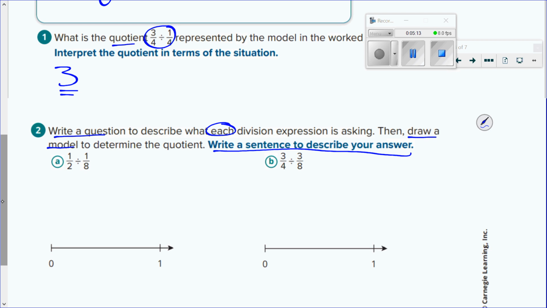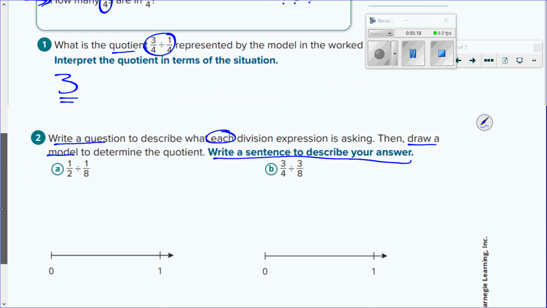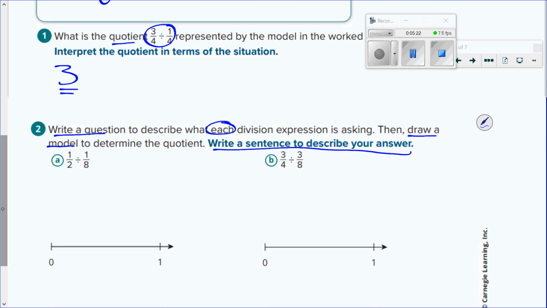So what we're saying, right, the question, that's this question right here, guys. How many of what are in what? So in our part A, I'm asking how many 1/8 are in 1/2. There is our mathematical question. Everybody good so far? Okay?